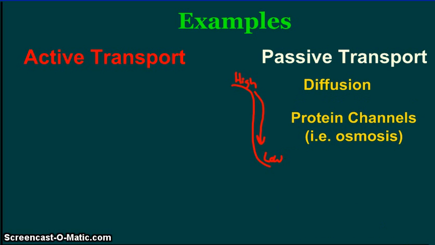Passive transport also can occur through protein channels. And protein channels allow certain molecules, like water, for instance, to move through. And when the cell allows water to move through itself, we would call that osmosis, because osmosis is the movement of water. Active transport involves protein pumps as well, which are integrated into the protein. But in this case, they're active, and protein pumps require energy to work.